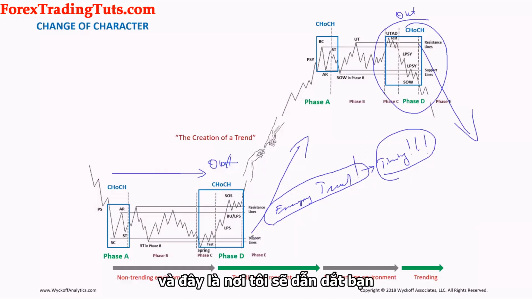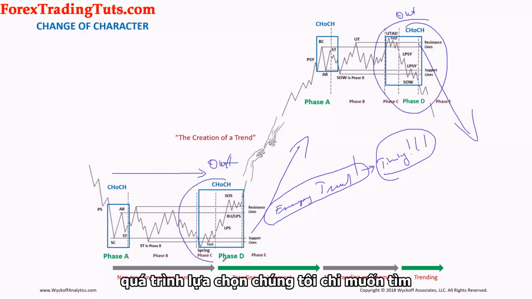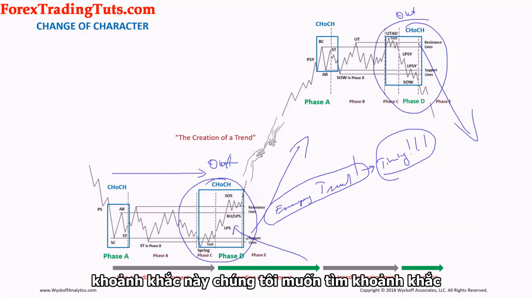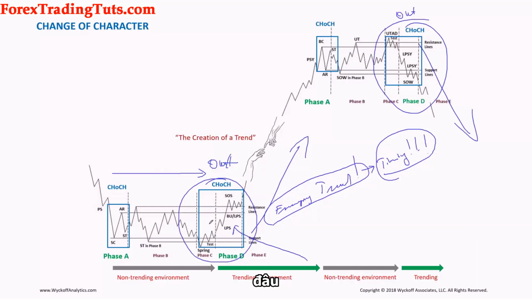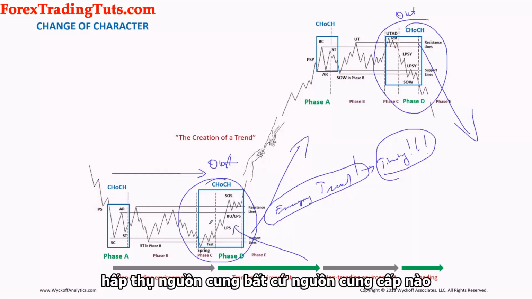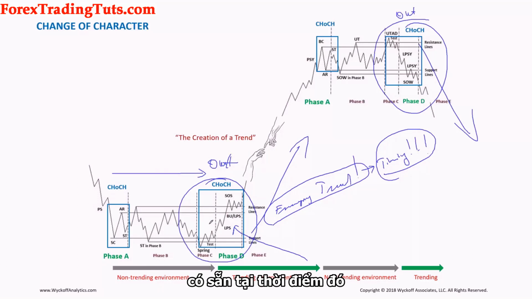And this is where I'm going to lead you both in the selection process and also in trade management. In our selection process, we just want to find this moment. We want to find the moment where accumulation has either concluded or is in the last stages of conclusion, and therefore we could say in the last stages of absorption of the supply, whatever supply is available at that point in time. And the price and the volume start to show a different behavior.